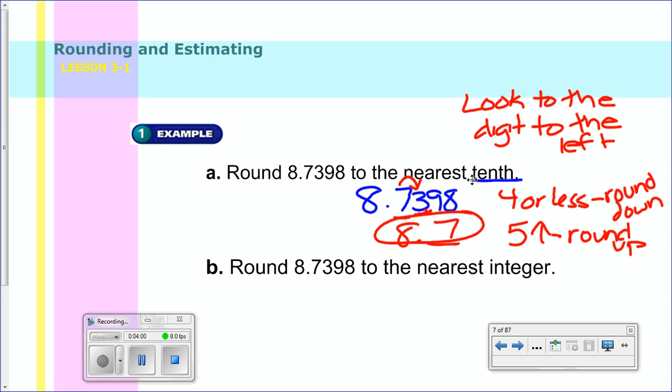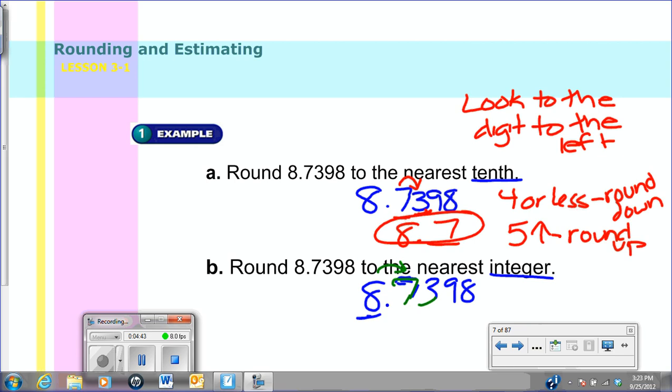Now we look at B. Again, we have 8 and 7,398. And we round this time to the nearest integer. Integer means the nearest whole. So we look at the whole number in the 1 spot, which is the 8. So I want you to do this one. Remember, look at the digit after the one we underlined. So in this case, look in the tenths spot and decide, would that stay a 7? Because this is the number after it, my 7 here. Should it stay a 7? Or should I move it up to an 8? You need to decide. So go ahead and do that now, and when you're done, check your answer.